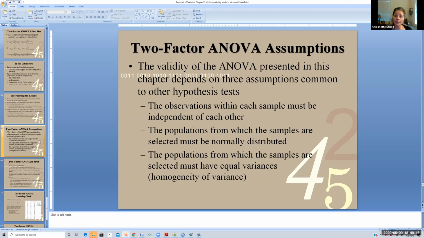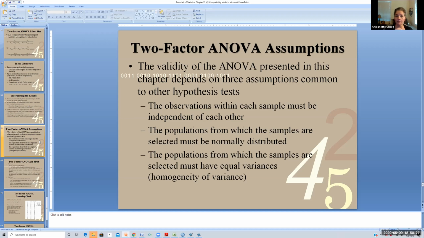So when we're talking about assumptions, which is the criteria that has to be met for the validity of utilizing that particular statistical technique, then we have to meet these assumptions. So the first one, as always, is independent observation. So each sample has to be independent of one another. Also, we're assuming that they're normal populations from which we drew the samples. And then finally, we're assuming that there's homogeneity of variance between each condition, okay?